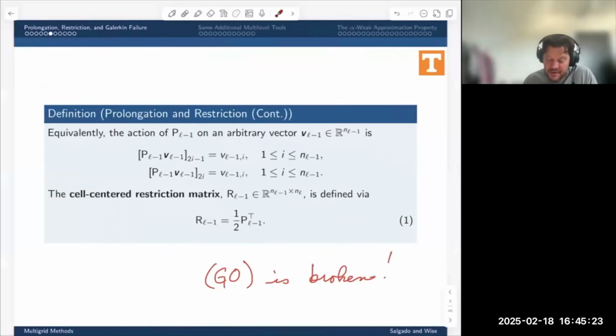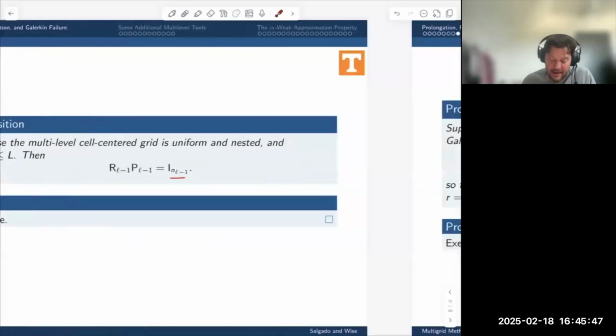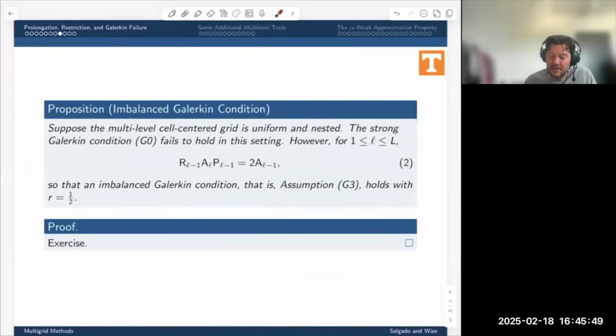R is precisely this value in the relationship between the restriction and the prolongation, the transpose of the prolongation. So we called this generically in chapter 5 the value R. And all we said about R is that it should be a number strictly between 0 and 1. And here we find that it has to be equal to a half. So the imbalanced Galerkin condition holds, assumption G3, with R equals a half.